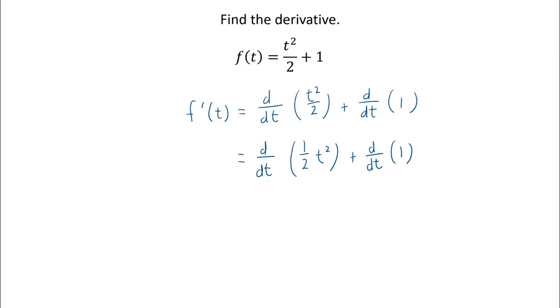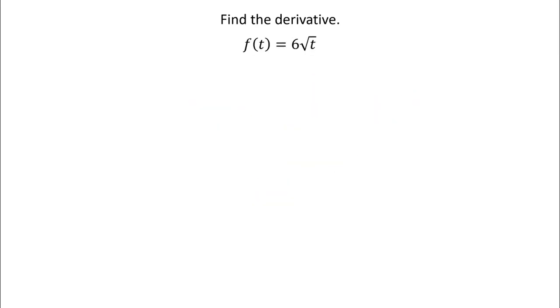Now we can use the power rule to differentiate that first term. Start by multiplying the exponent of 2 times the coefficient of 1/2, and then reduce the exponent of t by 1. That gives us t. So the derivative with respect to t of 1/2 t squared is just t. Now let's differentiate the constant 1. If we differentiate a constant, we get 0. So our final derivative is t plus 0, or just t.